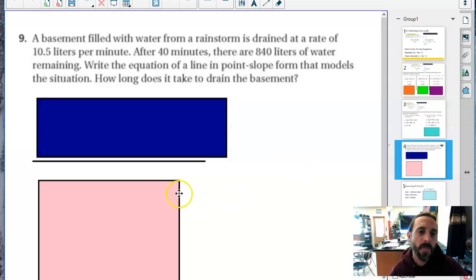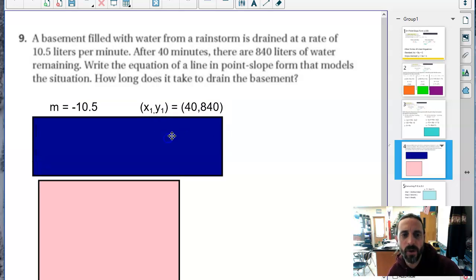Real life example. A basement filled with water from a rainstorm is drained at a rate of 10.5 liters per minute. After 40 minutes, there's still 840 liters of water remaining. Write an equation of a line in point slope form that models the situation. That's part 1. Part 2, how long does it take to drain the basement?